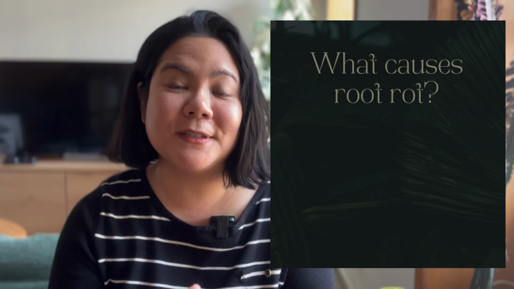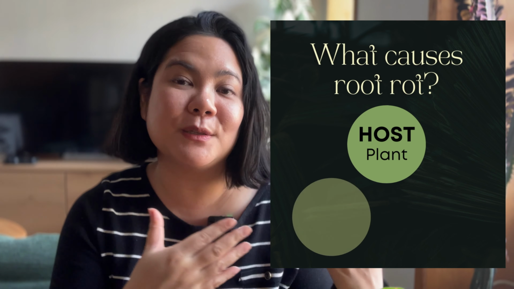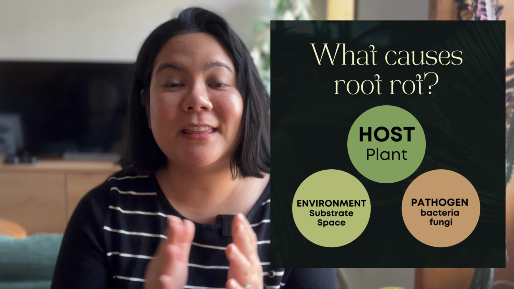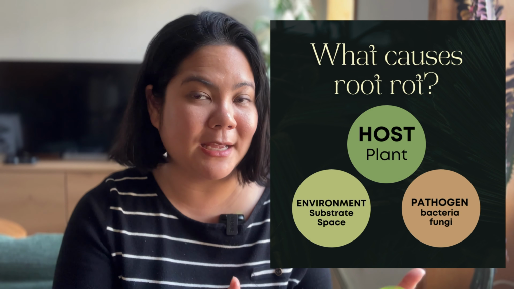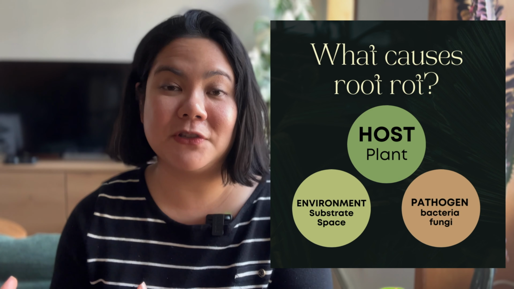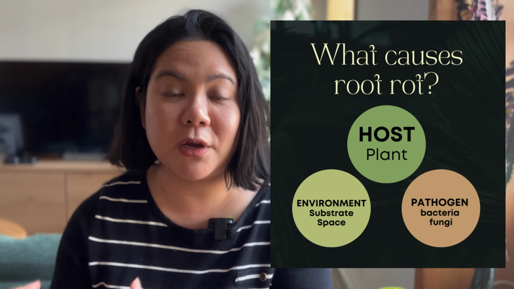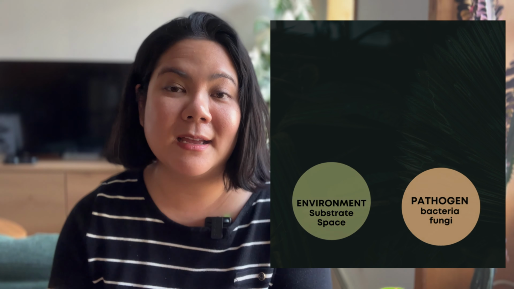Before we get to that, we need to first know what causes root rot. And I would say there are 3 factors that are involved in this. First is the host, or in this case, we're referring to plants. The environment, which in this case, we are referring to the soil or the substrate that the plants are in. And then the pathogen, which is either the harmful bacteria or fungi that cause the rot. Now, it can happen in a few different ways.